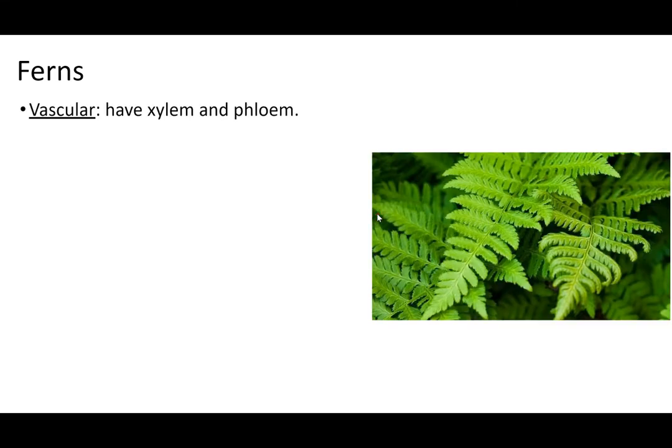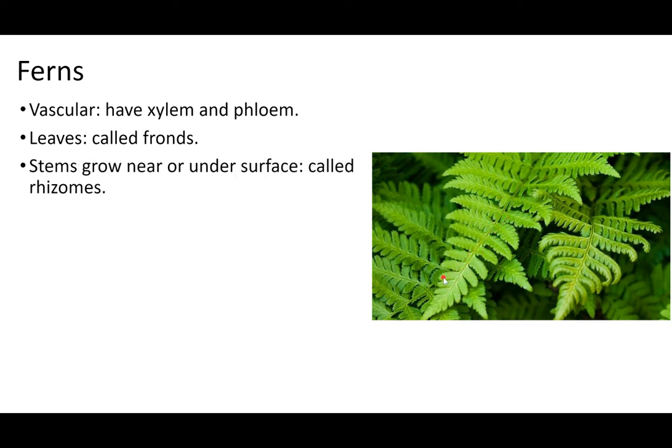Below the mosses, we have ferns. Ferns are vascular, or if we flip back a page and take a look at our classification chart, vascular again, meaning that they do have xylem and phloem tubes in order to transport water and nutrients. Ferns have leaves called fronds. So that's what this structure right here is, a frond. And then they have stems that grow near or under the surface called rhizomes.